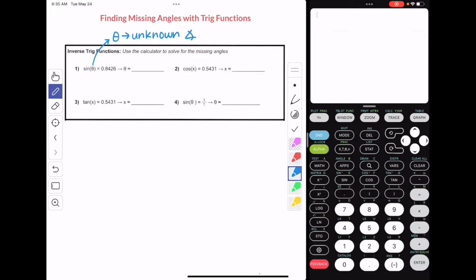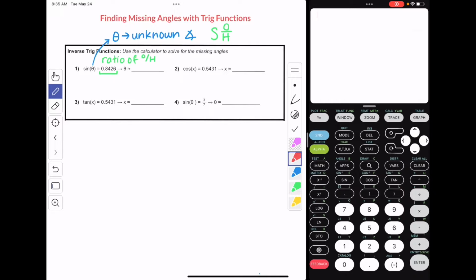We also have a ratio on the other side. This 0.8426, if I think about what sine represents, I know that sine represents opposite over hypotenuse. So I know that this 0.8426 is the ratio of the opposite side to the hypotenuse of whatever triangle we're thinking about. But we don't know what angle we're using as our reference angle. So in order to find this, we're going to use inverse functions.